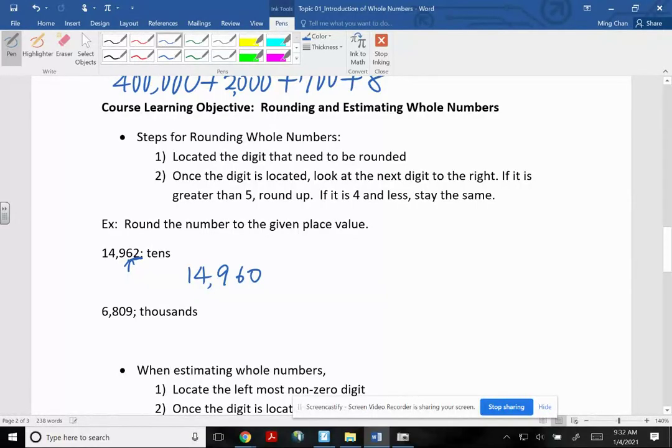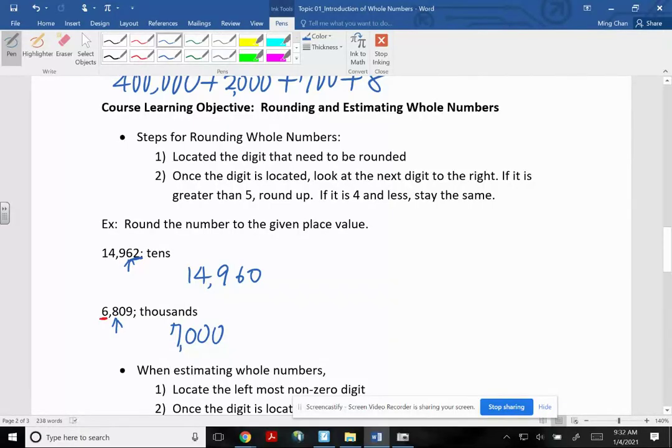Okay, that's the purpose of rounding: looking at our original number and seeing what it is closer to, based on what it wants me to round. 6,809 wants me to round to the nearest thousands. So the thousands is the 6. If I look at the digit to the right, the 8 will tell me my 6 will actually go up. So that becomes a 7, and everything else behind it becomes 0. So my answer is about 7,000.